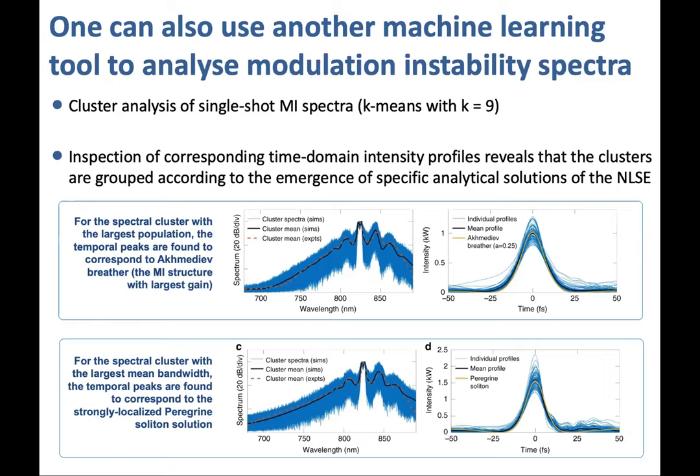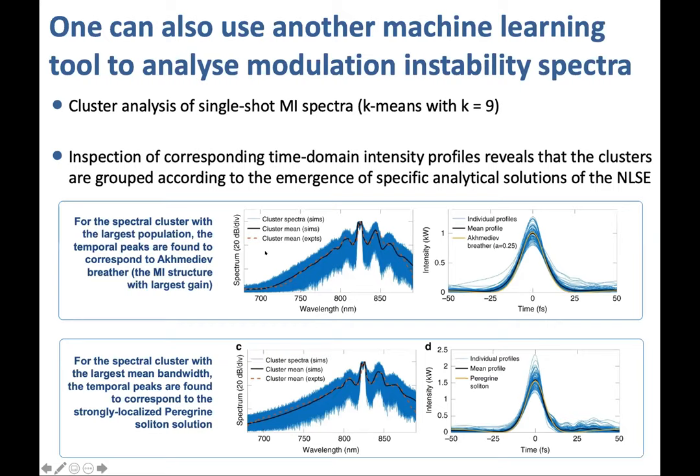So to give you concrete examples, if we consider the spectral cluster identified by the k-means algorithm with the largest population, the temporal peaks in the time domain corresponding to this cluster were found to correspond to the so-called Akhmediev breather, which is the modulation instability structure with the largest gain. So that kind of makes sense.